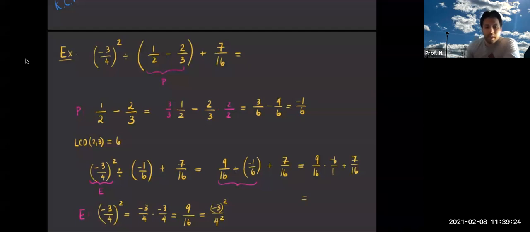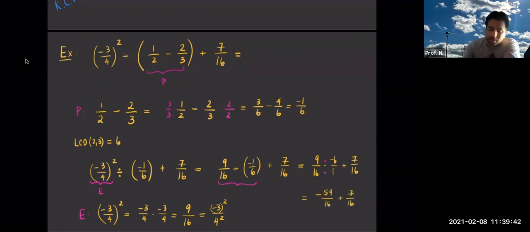Remember, when we multiply, we can just multiply across. Multiply this across and you get what? You get negative 63, no, pardon me, negative 54 over 16 plus 7 over 16.